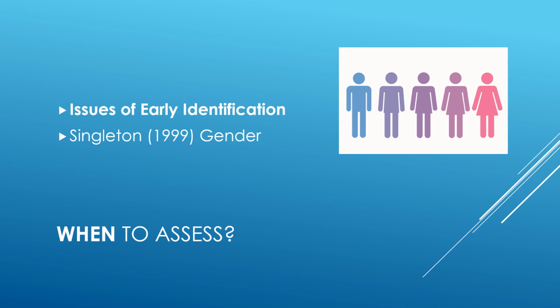Singleton also raises quite an interesting issue surrounding gender, finding that the ratio of boys to girls being identified as dyslexic when they're children is 4:1, whereas in higher education there's a much higher number of girls being identified for the first time. There are lots of interesting questions as to why that might be, and there's probably a lot more research and reading you could do on that topic if you were interested.